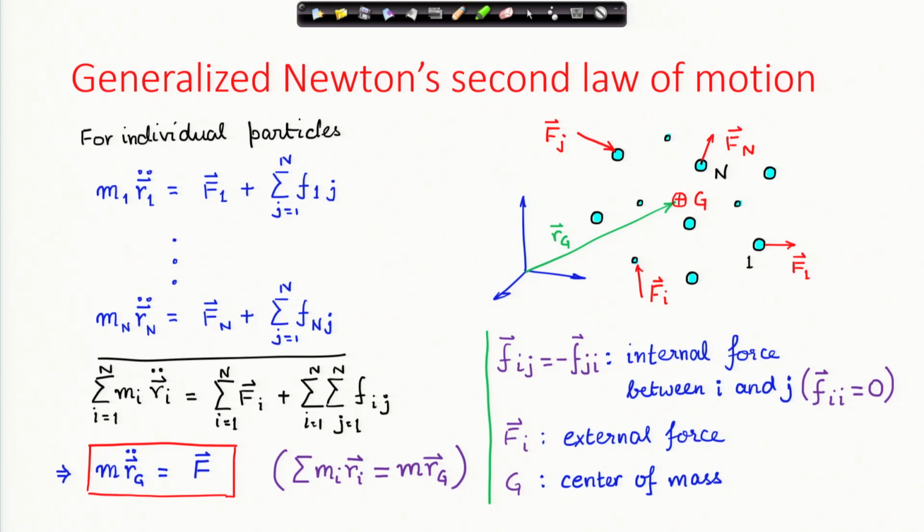Now, this is slightly different from the normal Newton's second law, because it tells us only about the acceleration of the center of mass. For individual particles, you have to write down the individual Newton's second law for each particle and solve. But for the system, we have total mass of the system times acceleration of center of mass equal to the net force acting on the whole system.